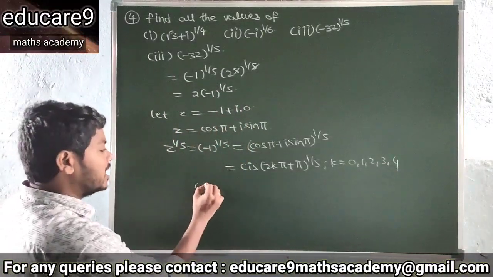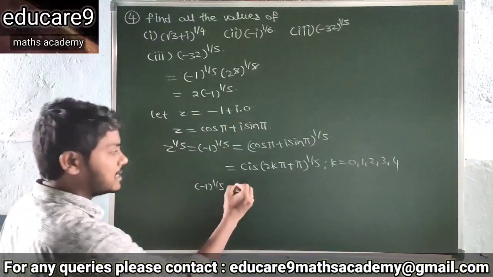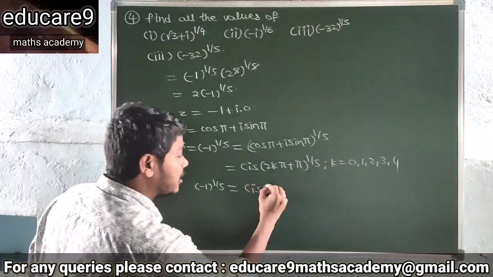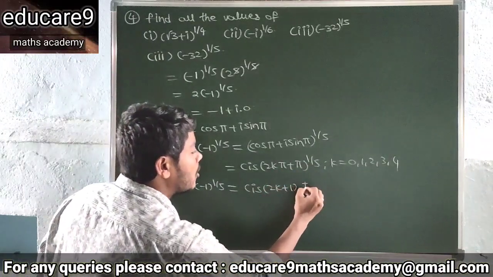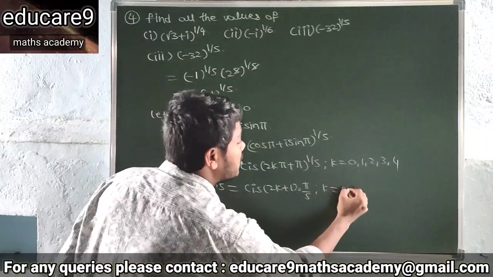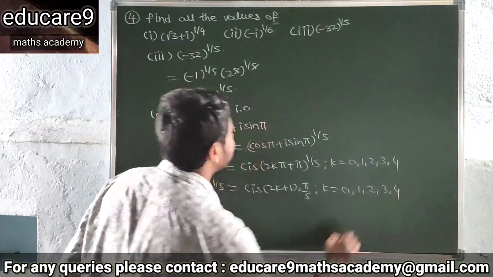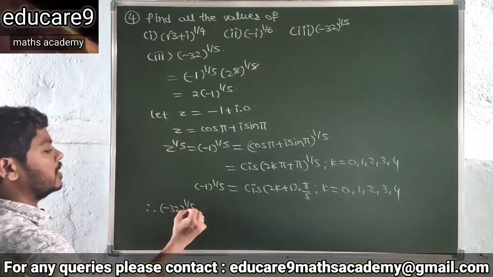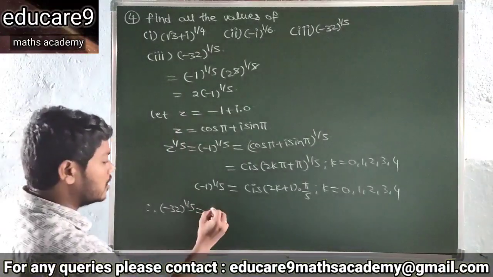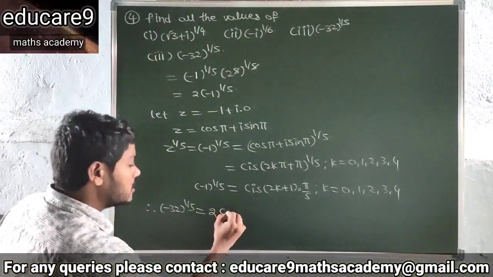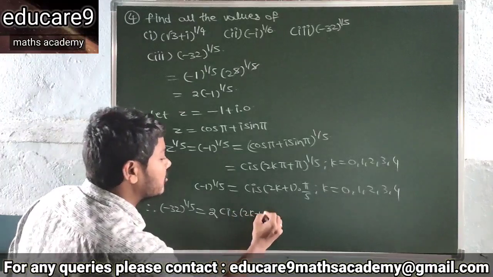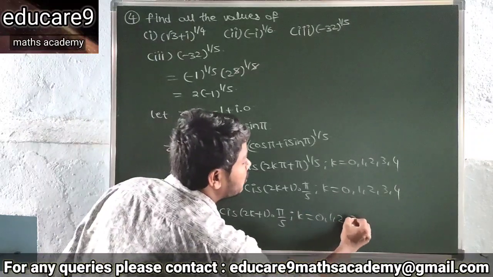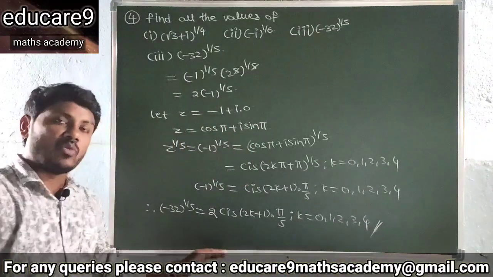Now again (minus 1) power 1 by 5 can be written as cis of, so apply De Moivre's theorem, you will get (2k plus 1) into pi by 5, where k is equal to 0, 1, 2, 3, 4. So therefore (minus 32) whole to the power of 1 by 5 is equal to what? 2 into this one. So 2 into this one is cis of (2k plus 1) into pi by 5, where k is equal to 0, 1, 2, 3, 4. So this is the required solution.